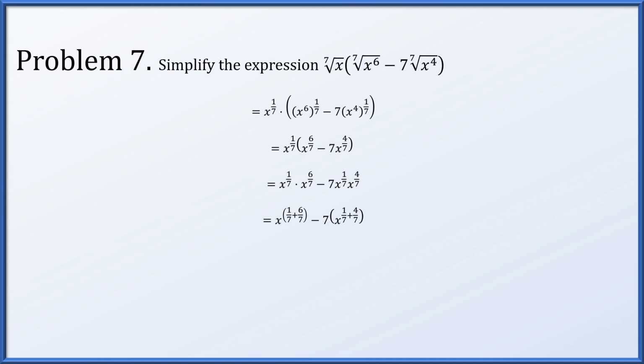And now we can start combining exponents. If we have x to the 1 over 7 times x to the 6 over 7, we can add those two exponents. And similarly, x to the 1 over 7 times x to the 4 over 7, we can add those two exponents. There's no common denominator to find here. It's all sevenths. So we have x to the 7 over 7, otherwise known as x to the first, minus 7 times x to the 5 over 7. If radical notation happens to be preferred for whatever reason, that x to the 5 over 7 can be replaced with the 7th root of x to the 5th.